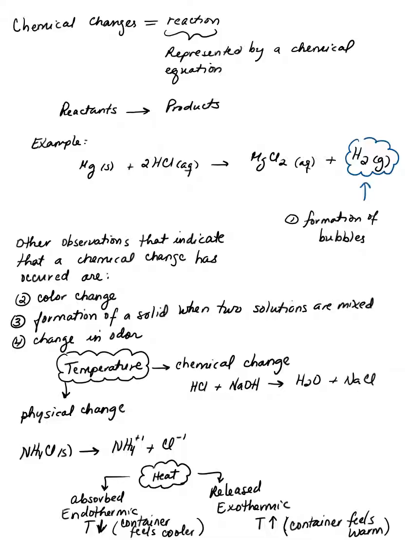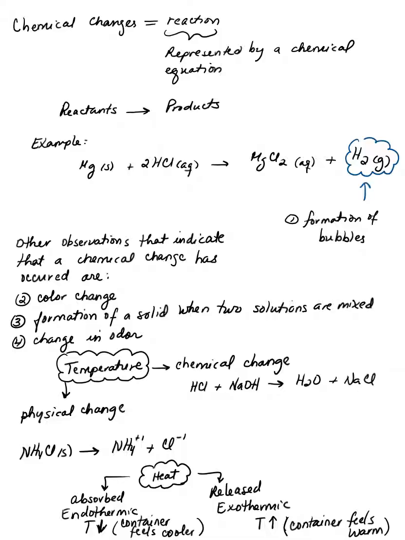Now, as an example for an exothermic process, I can mention neutralization reactions where you have a mix of an acid and a base. So mixing an acid and a base will result in a neutralization reaction where the product is water, and neutralization reactions are usually exothermic. Whenever you have an exothermic process, you can actually feel the temperature of your container increasing. It will feel warmer.